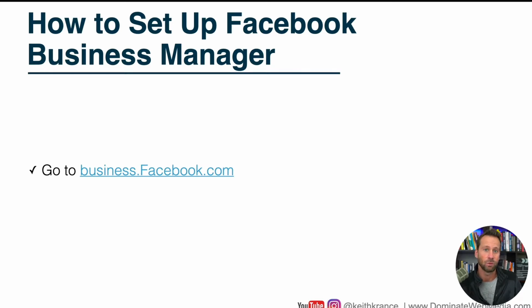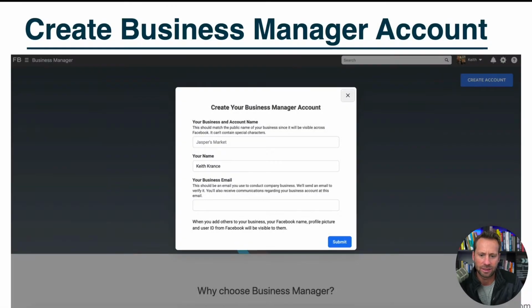So how do you set it up? Well, you go to business.facebook.com. It's going to look like this. First, it's going to ask you your business and account name, your name, and then your business email. This doesn't have to be the same email that you log in to Facebook with. It can be a totally different business email, and I recommend doing that. If it's not, that's totally fine as well. You still have to be logged into Facebook. You use your regular login, regular email there.